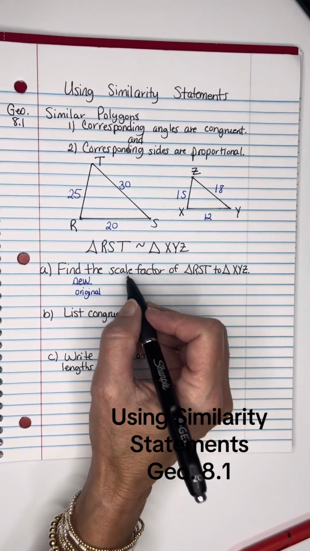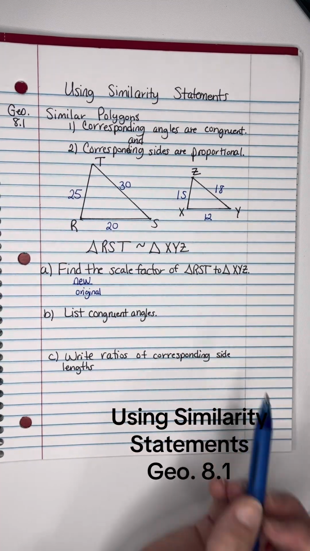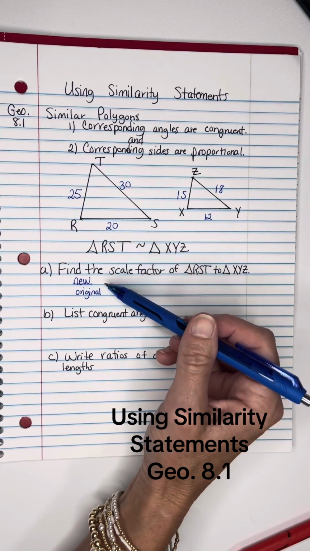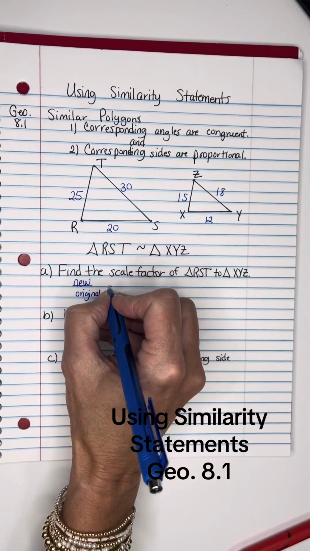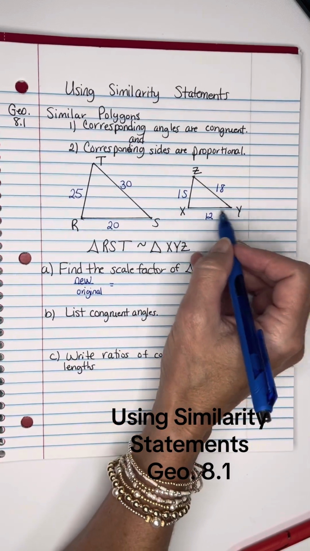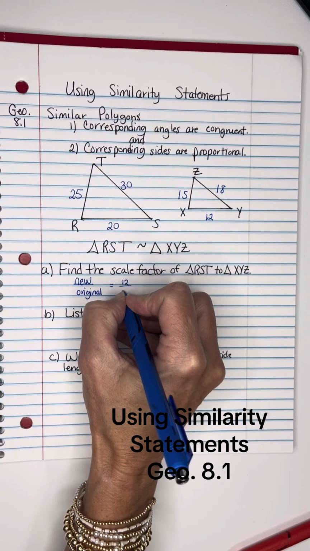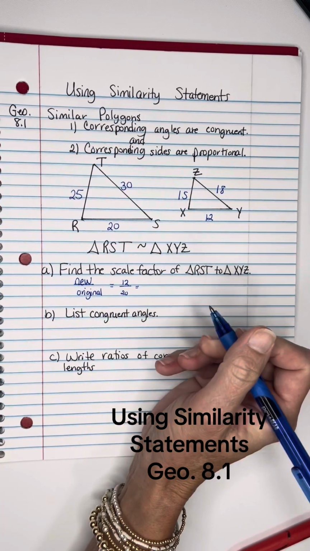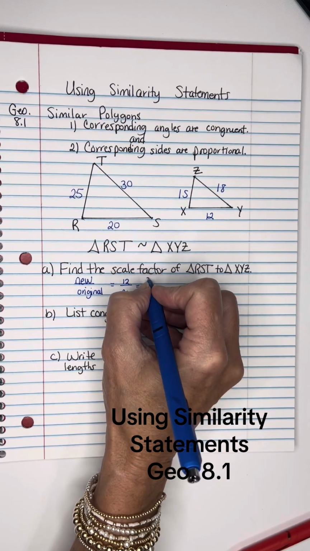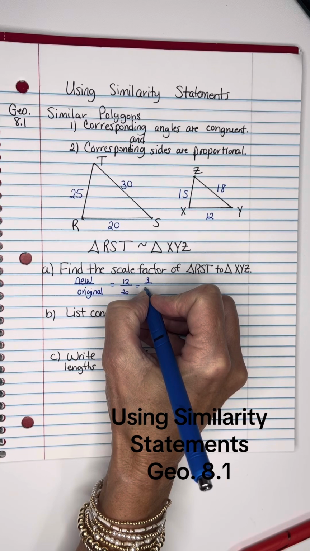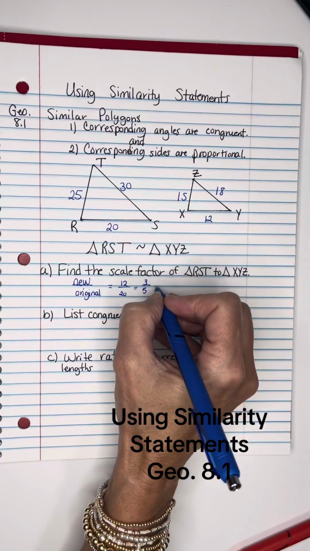We want to find a scale factor of RST to XYZ. So when we do that, we want the new figure's fraction to be on top and the original figure's fraction to be on bottom of the fractions. So let's say we go with the XY. He corresponds to the 20. So 12 over 20. And then we'll reduce those by dividing them by 4. And 12 divided by 4 is 3, and 20 divided by 4 is 5. So we got 3/5. Let's check that and make sure it holds true on the rest of them.